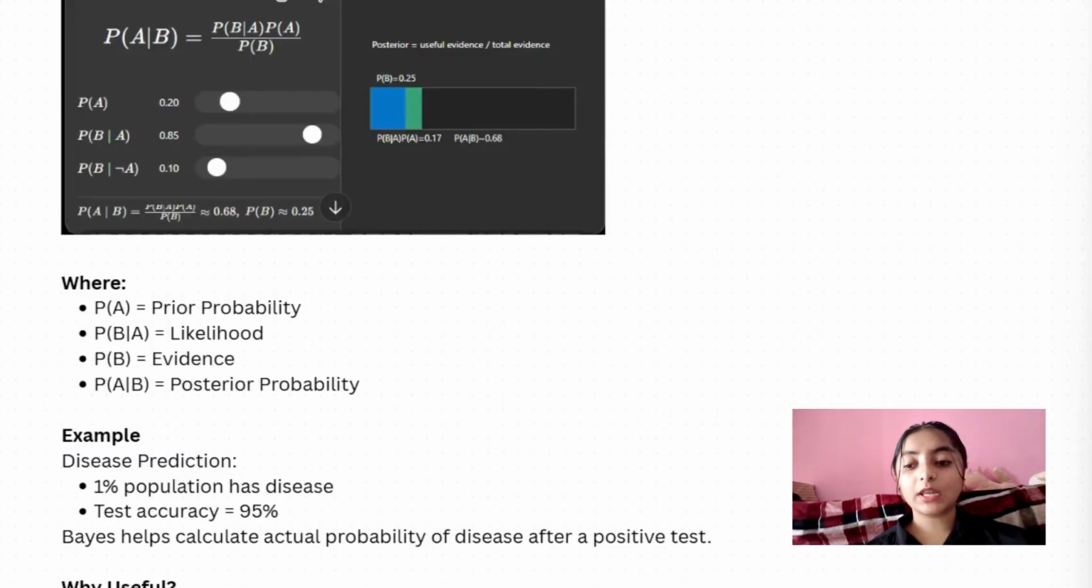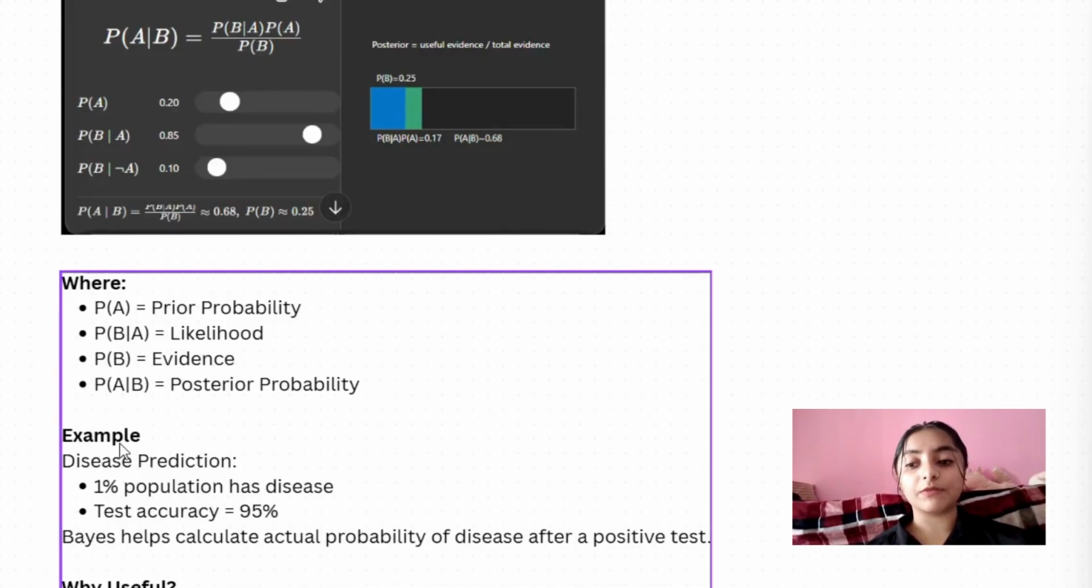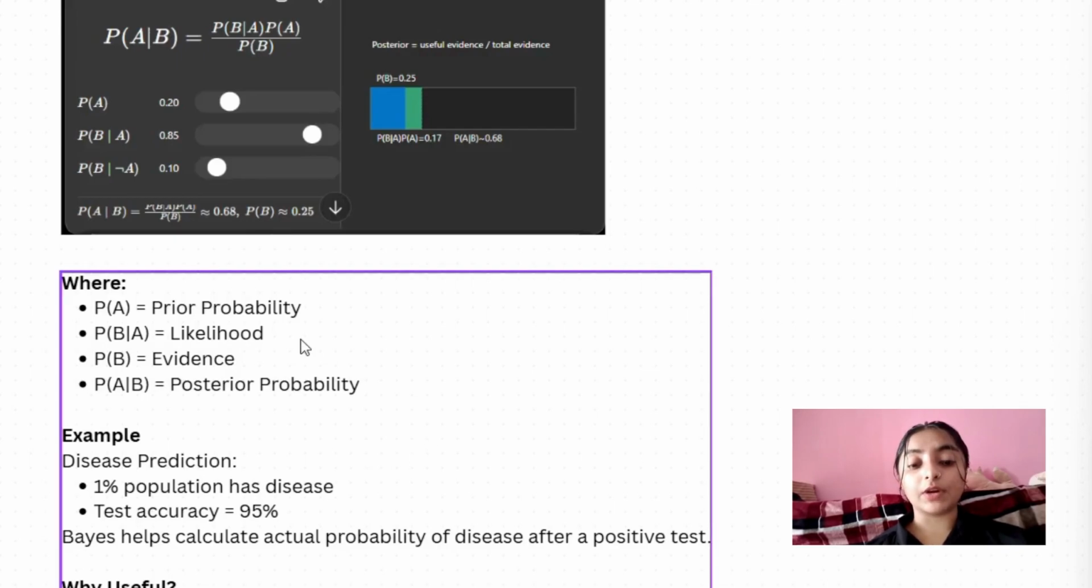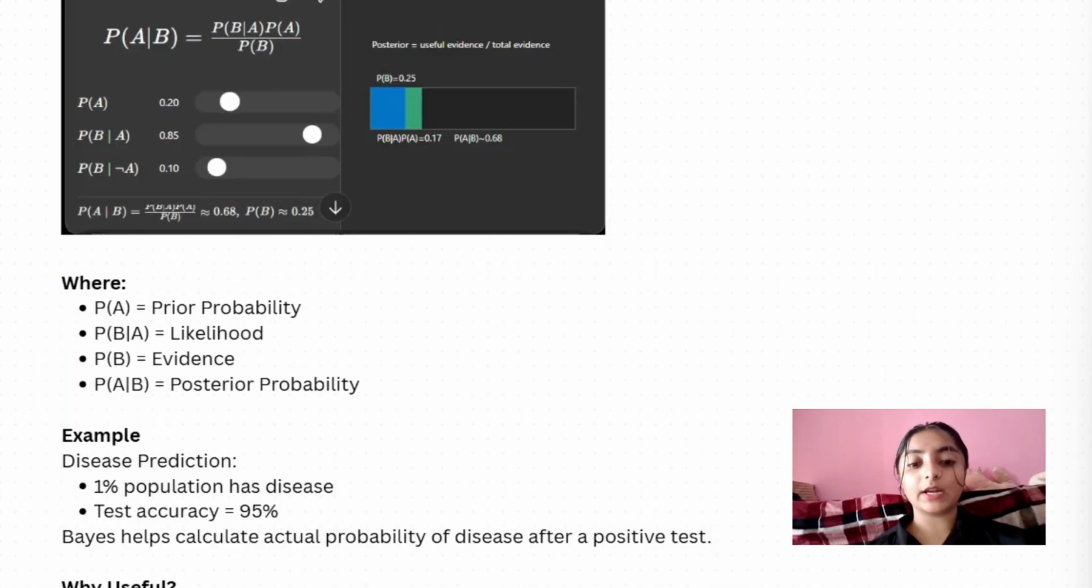Here P(A) is the prior probability, what we believe before seeing the evidence. P(B|A) is the likelihood, the chance of the evidence if A is true. P(B) is the evidence, and P(A|B) is the posterior probability, meaning the updated probability. I hope you understand this one. By example you can understand more.